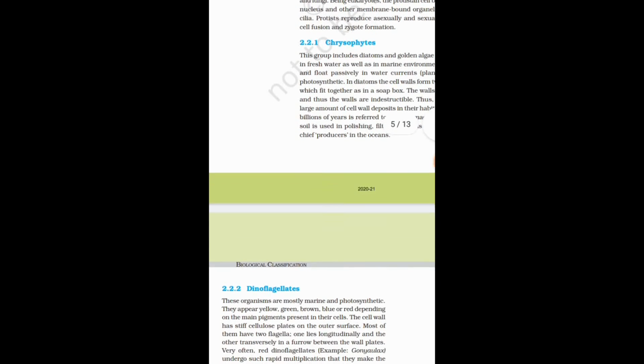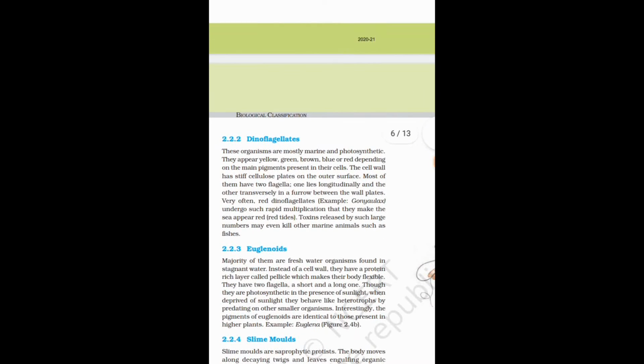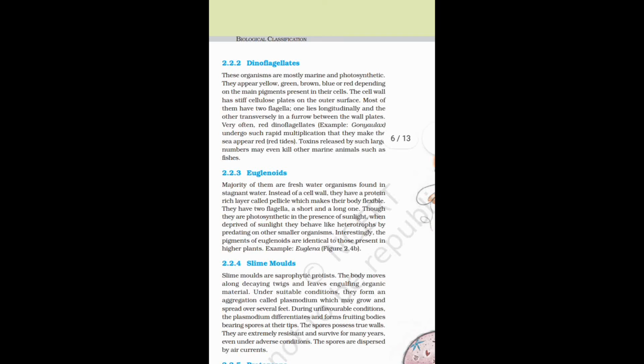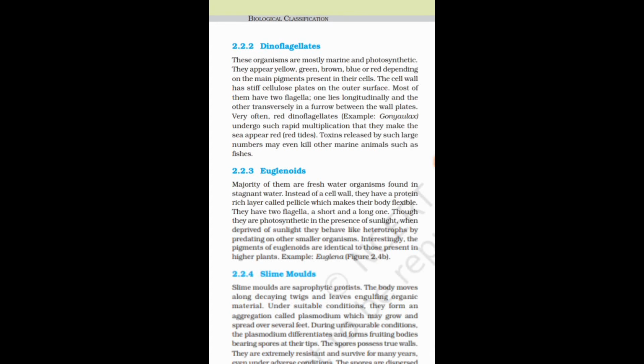2.2.2 Dinoflagellates. These organisms are mostly marine and photosynthetic. They appear yellow, green, brown, blue, or red depending on the main pigments present in their cell. The cell wall has stiff cellulose plates on the outer surface. Most of them have two flagella. One lies longitudinally and the other transversely in a furrow between the wall plates.